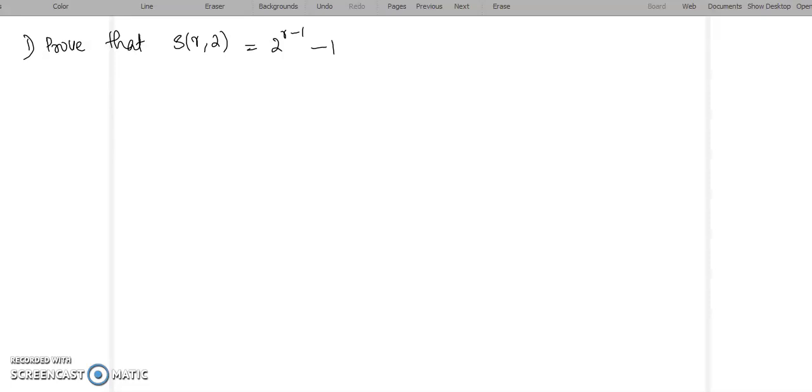Now let us see the proofs for the identities we have seen initially. So first we'll prove that S of R2 is equal to 2 raised to R minus 1. S of R2 means the number of ways of distributing R distinct objects to two identical boxes.